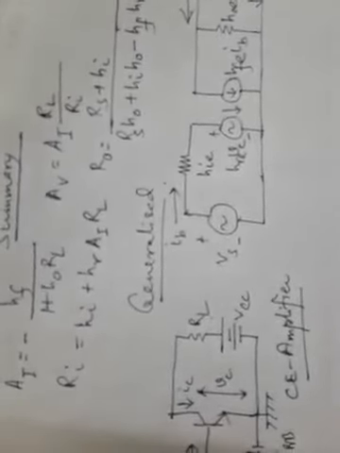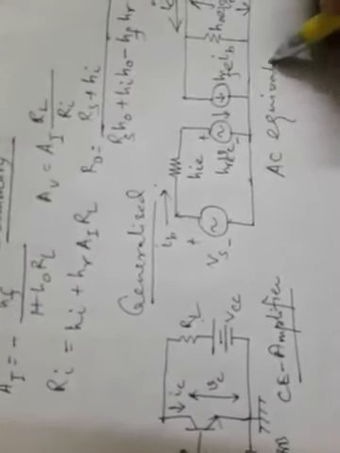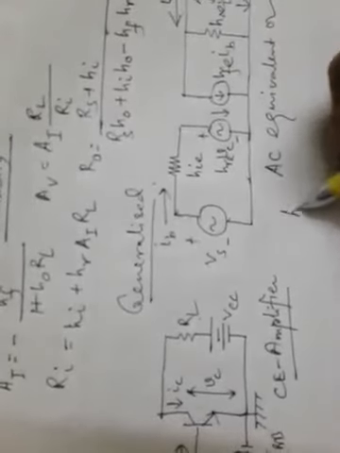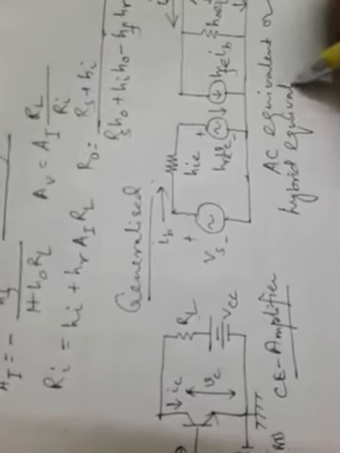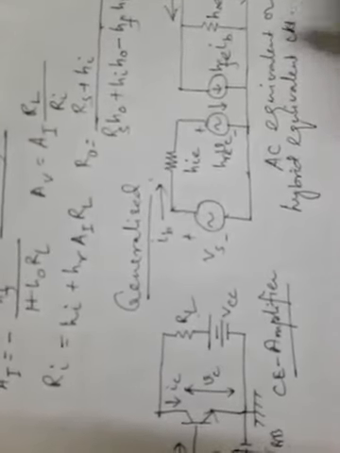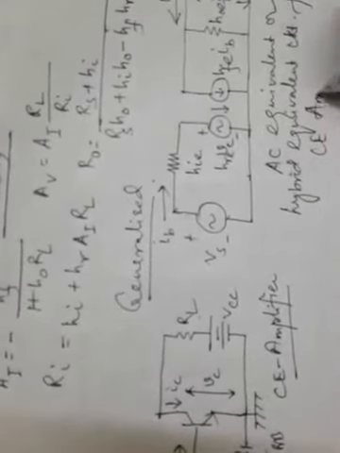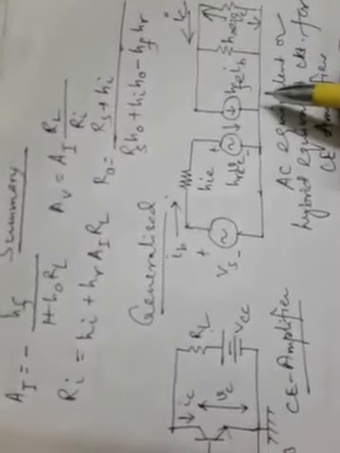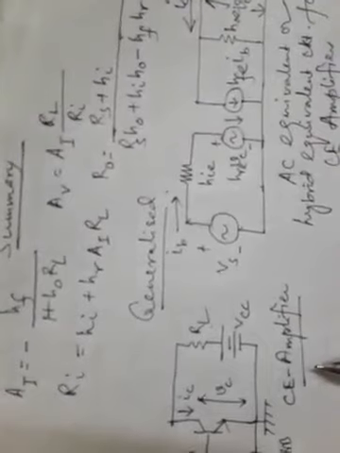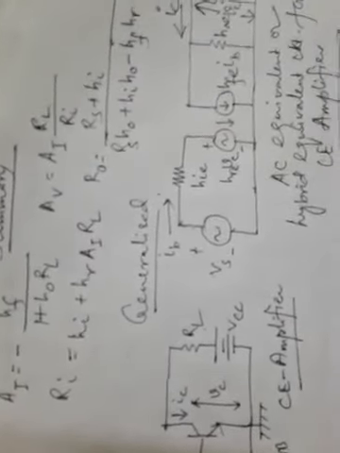So this is nothing but the AC equivalent or hybrid equivalent circuit for this particular common emitter amplifier. This is the way to draw and denote all the parameters and all the values for any transistor amplifier, in whatever mode, in AC equivalent or hybrid equivalent form.